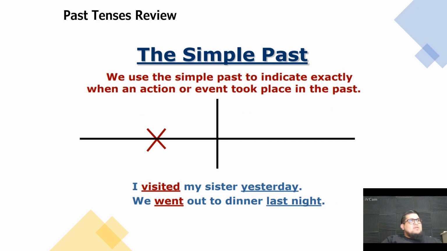Simple past. We use the simple past to indicate exactly when an action or event took place in the past. For example, I visited my sister yesterday, or we went out to dinner last night.